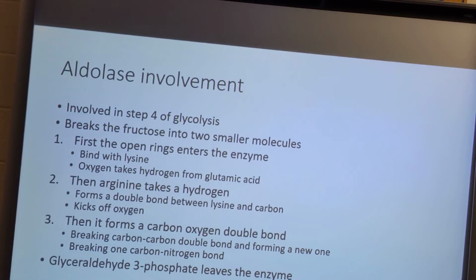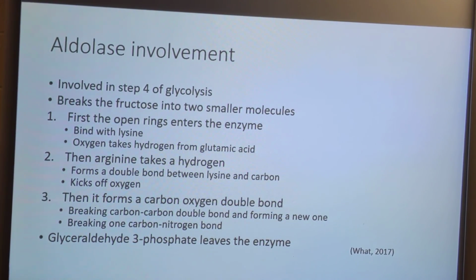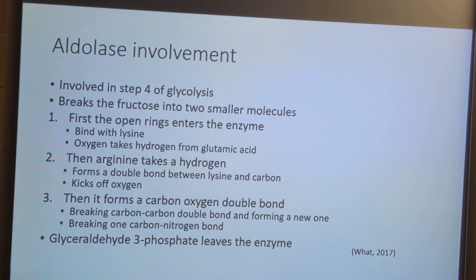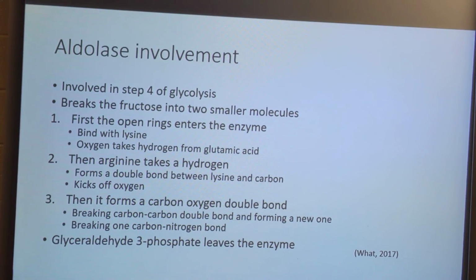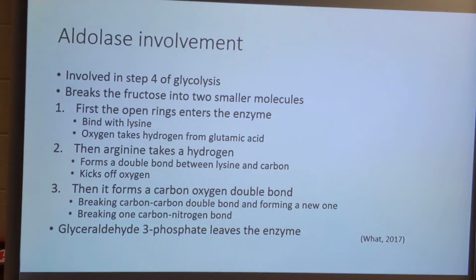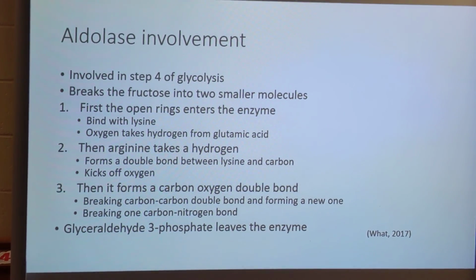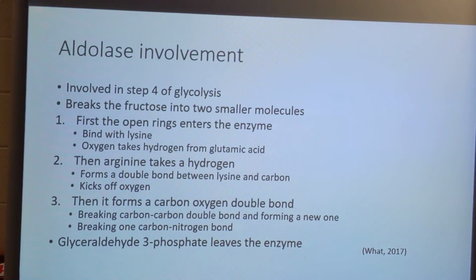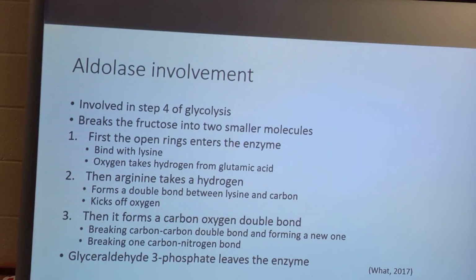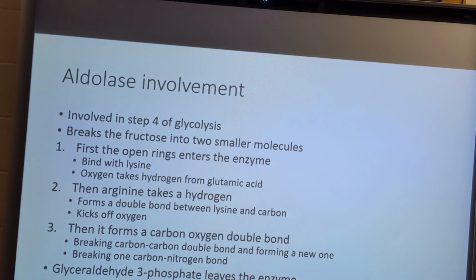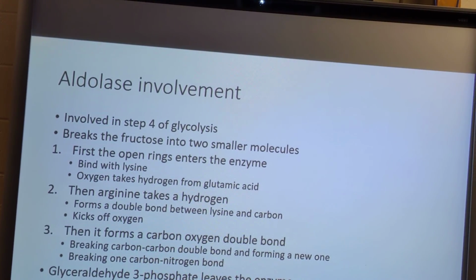This process takes place in 6 steps. The first step is the open ring entering the enzyme and binding with the lysine. This results in an oxygen taking hydrogen from a glutamic acid. In the next step, the arrangement takes a hydrogen and forms a double bond between lysine and carbon and kicks off the oxygen in the form of water.